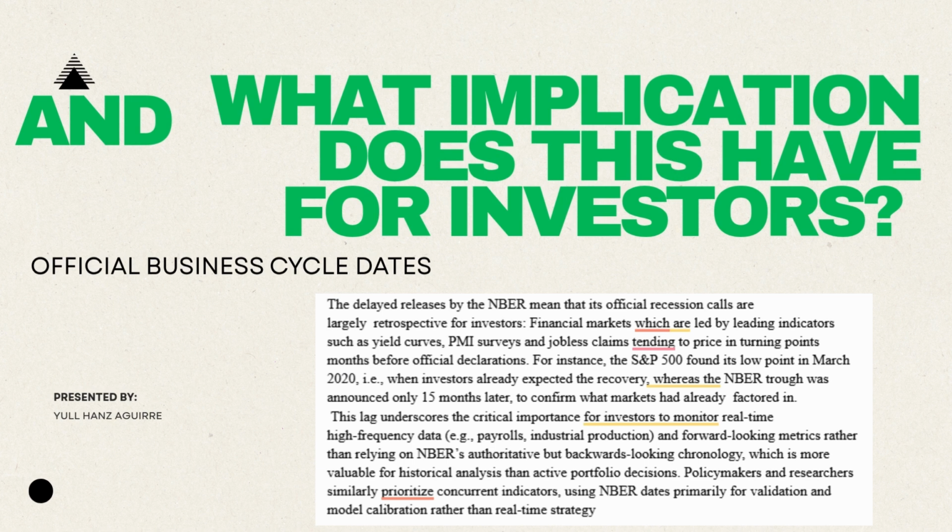For investors, this lag is critical. The market reacts to leading indicators like yield curves or PMI surveys months before the NBER official recall because of this lag. The S&P 500 bottomed in March 2020, while the NBER's trough came 50 months later. Relying solely on NBER dates would be too late. Real-time data, payrolls, and industrial production are key for active decisions.